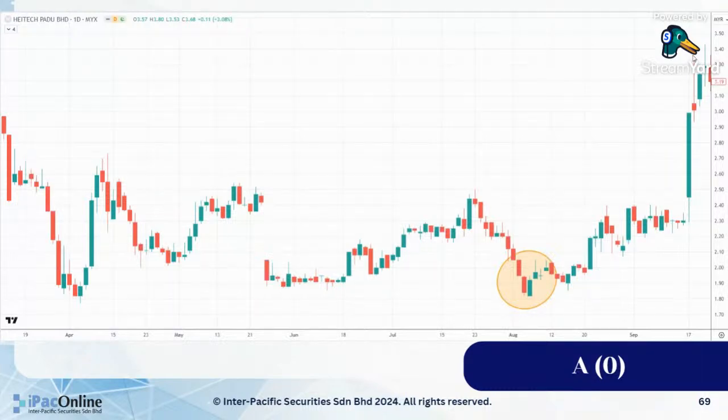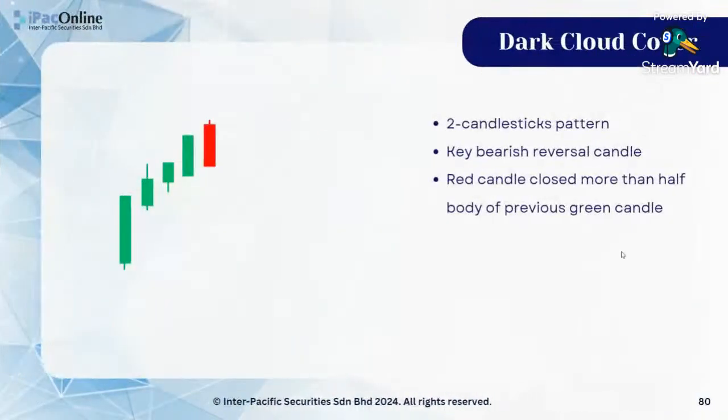Okay, 3.4 divided by 2.4, that's equivalent to 41% of returns in just like 1, 2, 3, 4 days. Okay, but of course, if you started to buy since here in August, then that would take much longer.